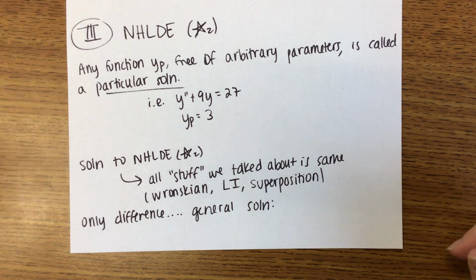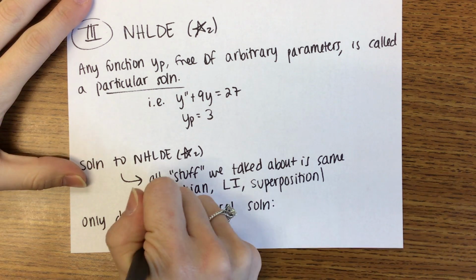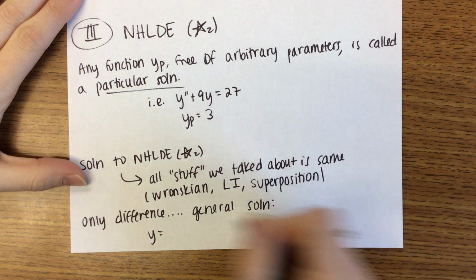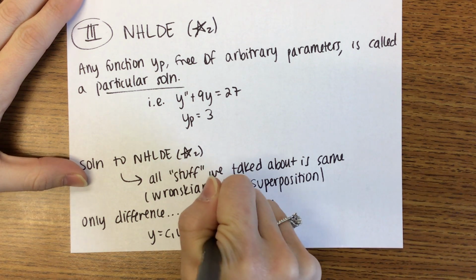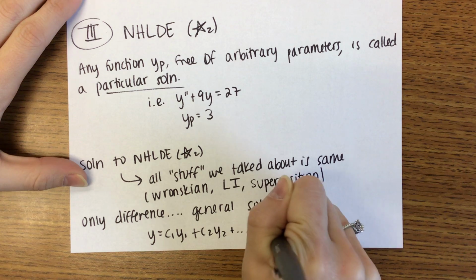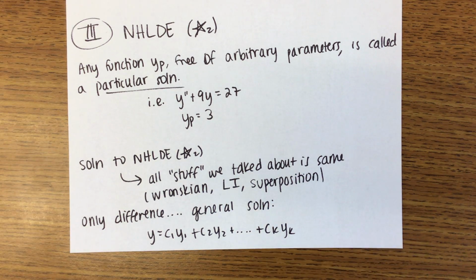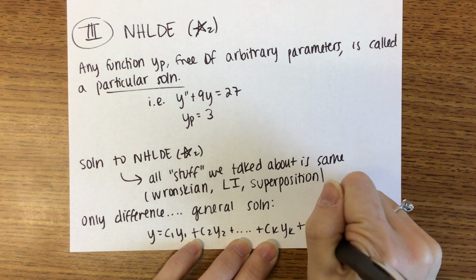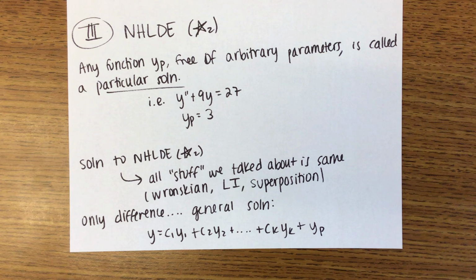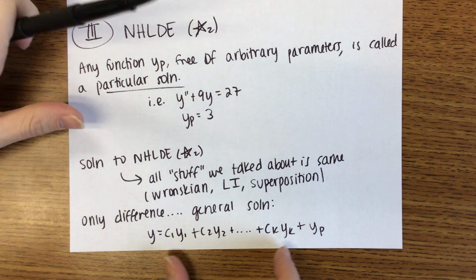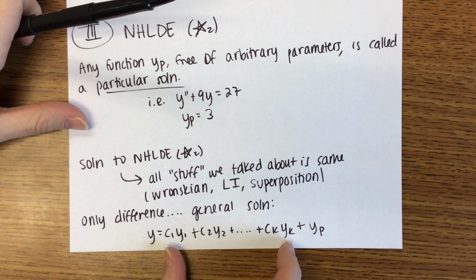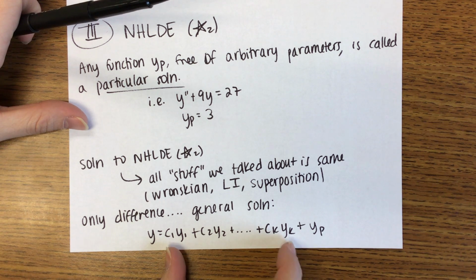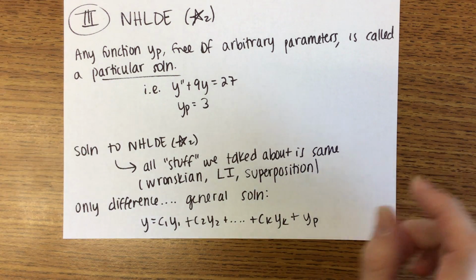Okay, the general solution for a non-homogeneous linear differential equation looks like the following. It starts out the same as the homogeneous solution, so C1y1 plus C2y2 all the way up to CKyk. Here's what differentiates it. You also have a particular solution at the end. This is the solution to the homogeneous one. When it's non-homogeneous, you get an extra particular solution at the end.